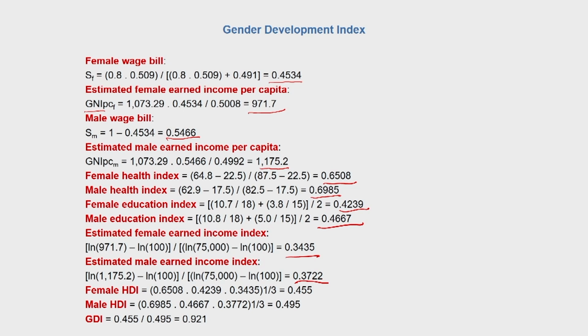So based upon all of these arithmetic that we have just done, the female HDI is calculated, which is the geometric mean of all of these dimension indices, the male HDI, and the GDI given by the female HDI upon male HDI, which is 0.921. The gender development index actually for Malawi shows up to be much higher than what the human development index itself came up to be in 2016.